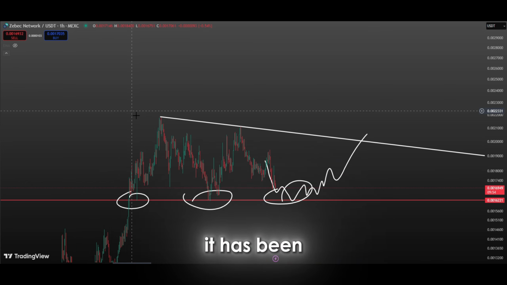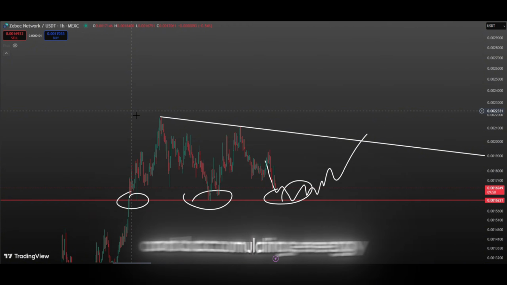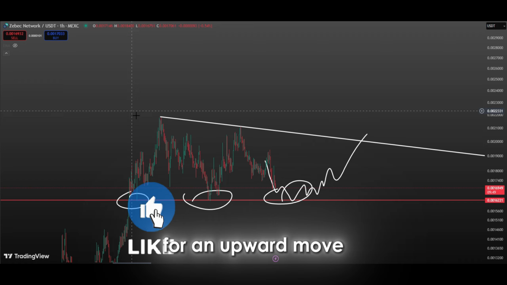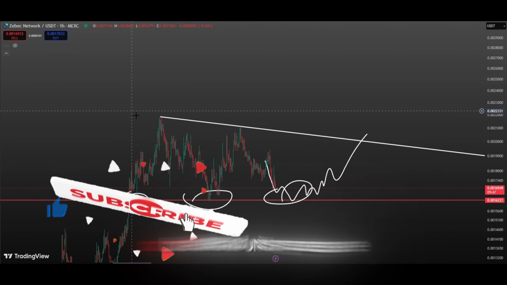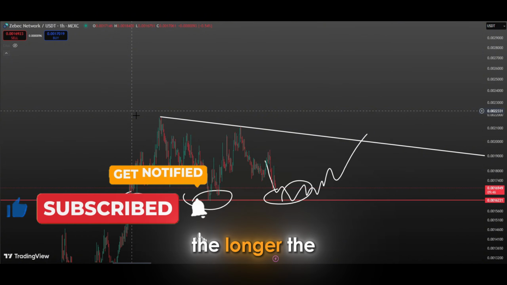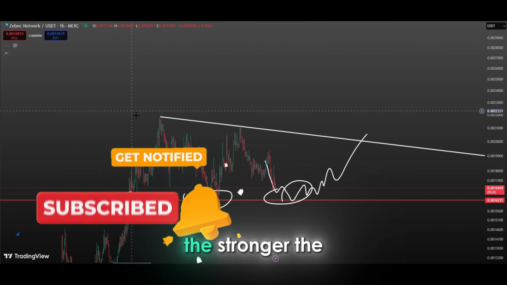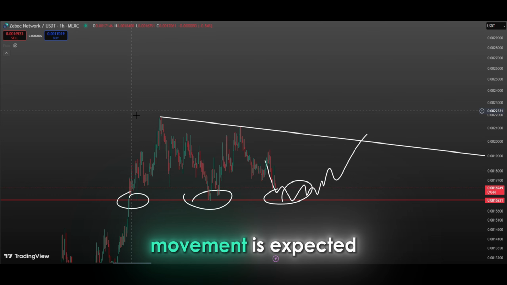The fact that it has been pricing in this support zone for a long time may also suggest that the price is gathering strength from this area and accumulating energy for an upward move. Such structures are often described as consolidation or breakout under pressure. The longer the price stays there, the stronger the subsequent upward movement is expected to be.